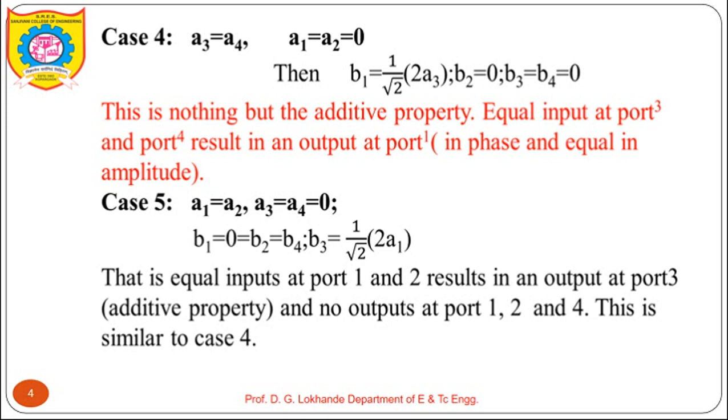Case number 5: A1 is equal to A2, like we are applying power to port 1 and port 2 in a similar manner, whereas A3 and A4 are equal to 0. Then we get B1, B2 and B4 equal to 0, whereas we get power at B3 equal to twice A1 upon root 2. Equal inputs at port 1 and port 2 result in an output at port 3, that is the additive property, and no output at port 1, 2 and 4. This is similar to case number 4.